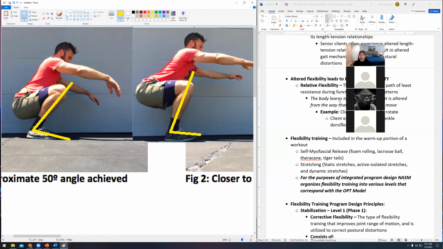Now, in this example, rather than his feet turning out, what this guy's doing instead is he's excessively leaning forward. See how you can see him lean like crazy? Yeah, what's up, Marjan? Question.